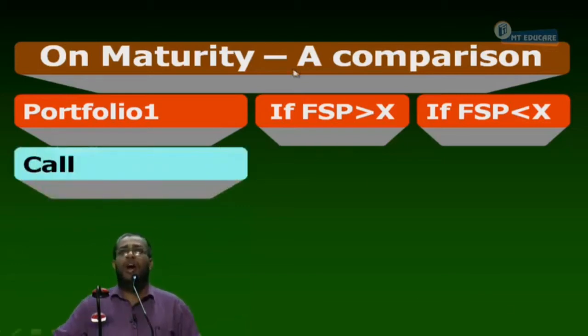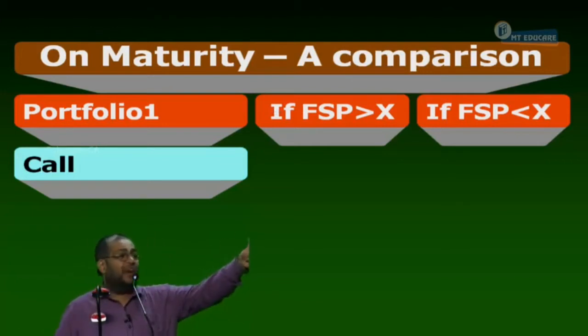Now tell me. On maturity date, will you exercise the call or let it lapse? First case, FSP more than X. Exercise or lapse? Exercise. Why exercise? I have a right to buy at a lower strike price a share worth a higher FSP. I'll exercise or lapse? Exercise. When I exercise, what will I do here? I will pay X. I will receive FSP. That means the value I get is FSP minus X.